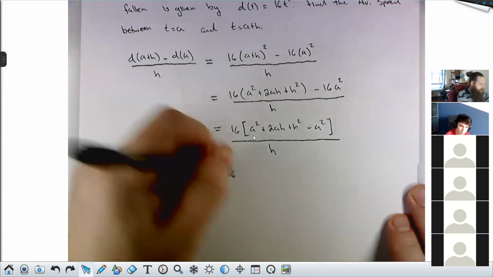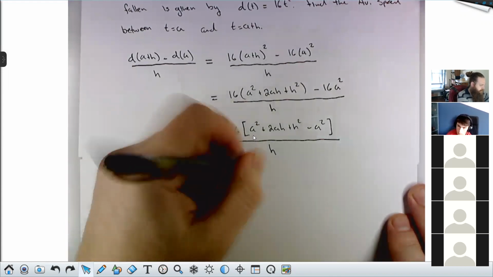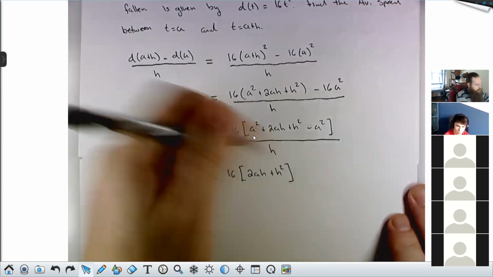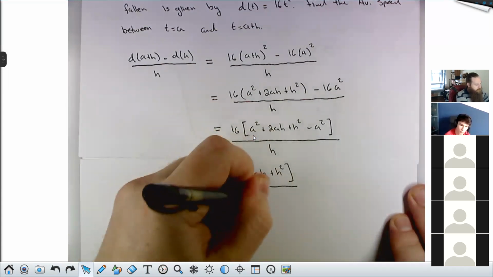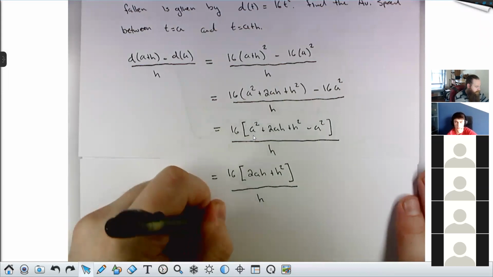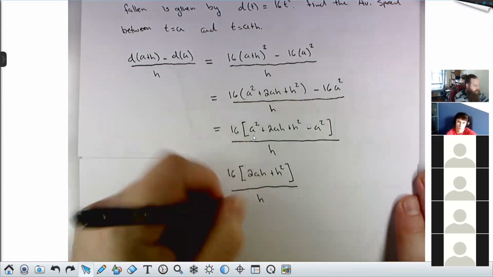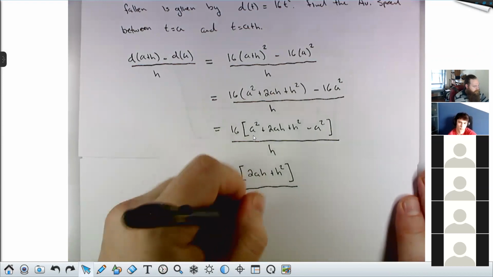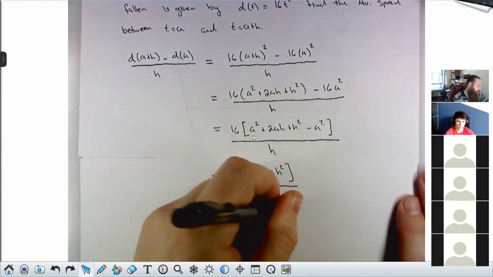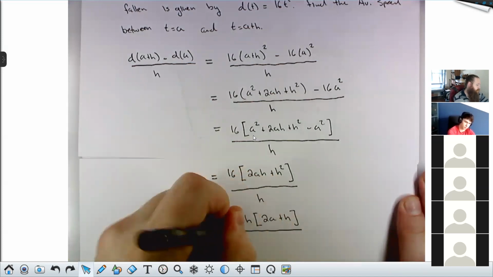And what's left is 16 times 2ah plus h squared all over h. Now, does anybody see something nice I can do at this step? Factor out an h. Very good. There's a common factor of h upstairs between these two terms. So if I factor that out, I'll have 16h times 2a plus h all over h.